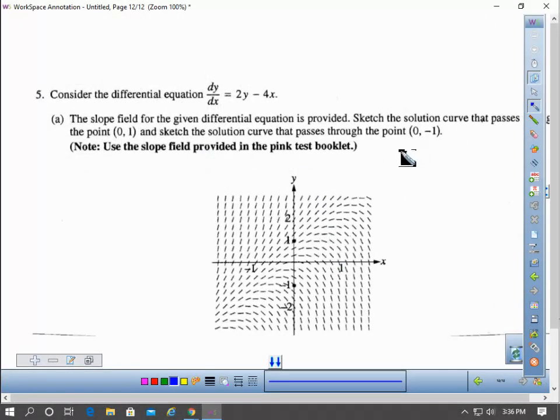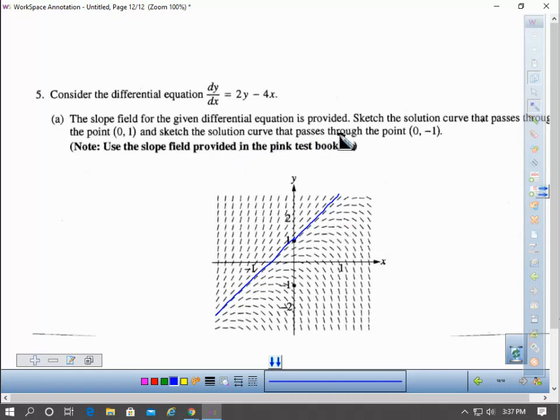So this one here is actually a part A from a free response question from the AP exam. It says draw a solution curve that goes to the point 0, 1. So 0, 1 is right here. So I would want to kind of follow, I think I'll just do the straight line. You can do a straight line. You can also curve it off and let it go that way. It's totally up to you.